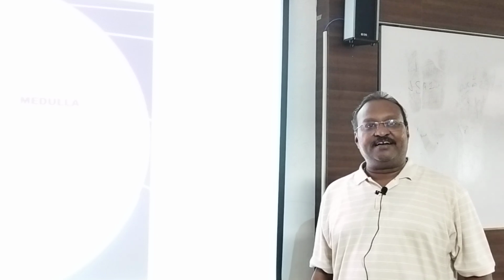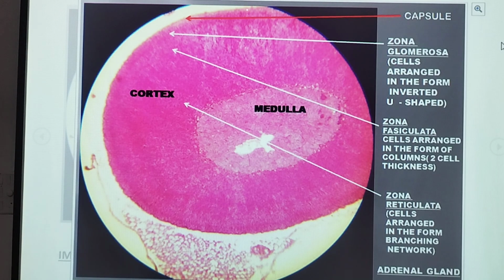Good morning, students. Today we will be discussing the histology of the adrenal gland or suprarenal gland. Now what are the important identifying points? First of all, I have put the actual photomicrograph of the adrenal gland or the suprarenal gland. You can see there are two distinct parts: one is the outer cortex and the inner medulla.